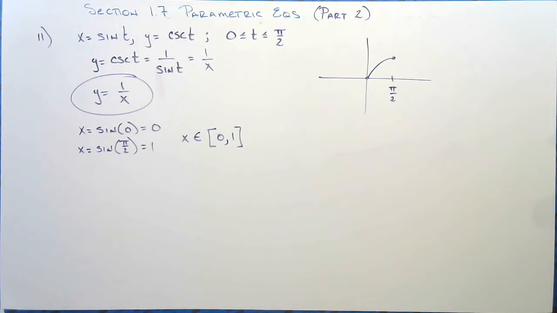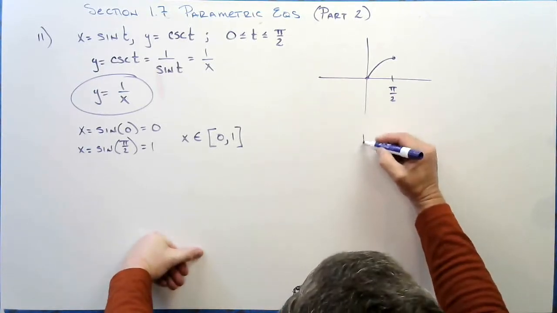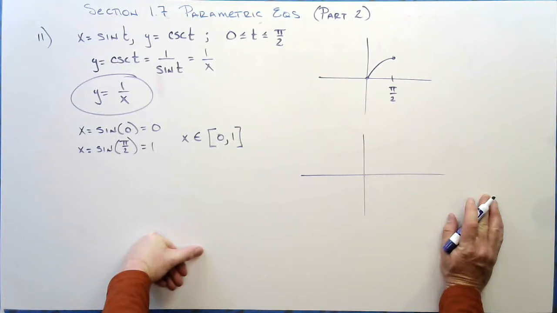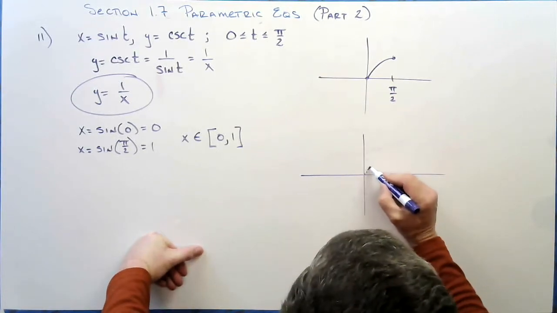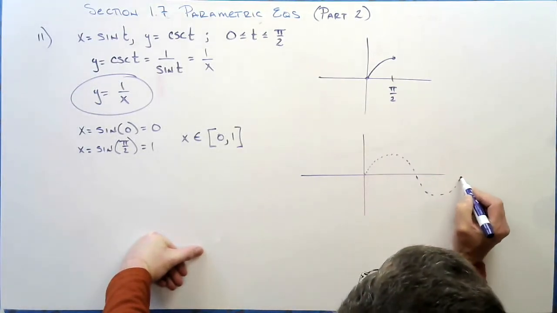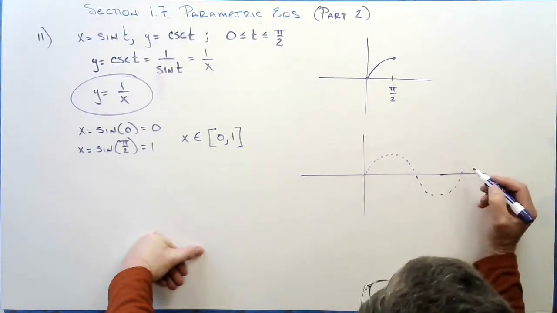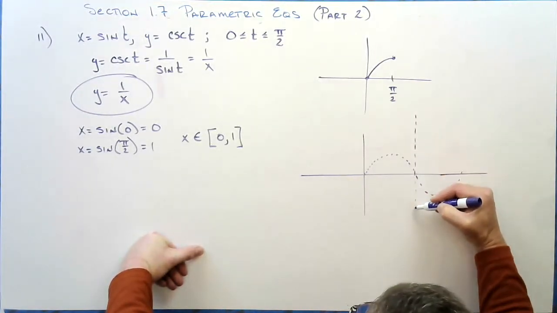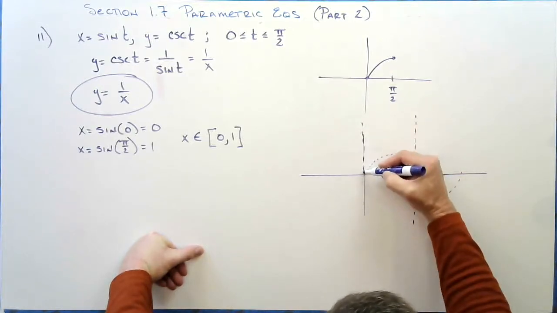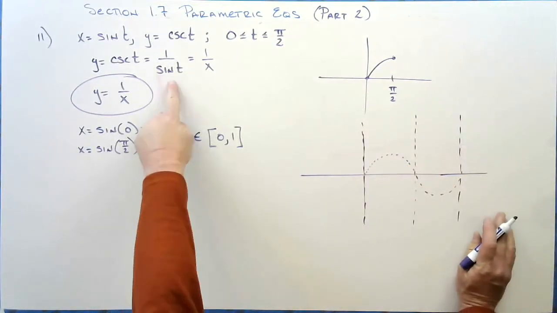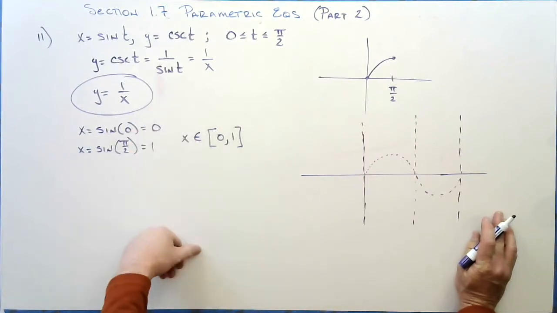Well, there's a couple of ways we could do this. One way we could do this is we could just graph cosecant. If we remember how to graph cosecant, we graph cosecant by first graphing sine. Here, I'll do the whole graph just in case you've forgotten how to graph cosecant. You draw the graph of sine. Cosecant has asymptotes when sine equals 0. After all, cosecant is 1 over sine, so we can't have sine be 0.